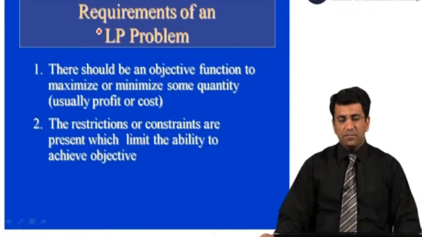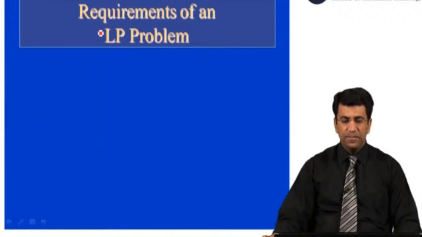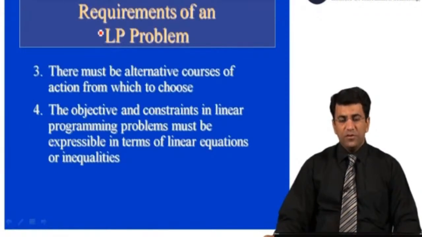Then the second step or requirement is that restrictions or constraints are present which limit the ability to achieve objectives. So what is the second requirement? We'll have to identify the different constraints. We have to identify the different limitations within which we can work and within which we should be able to achieve our objectives.